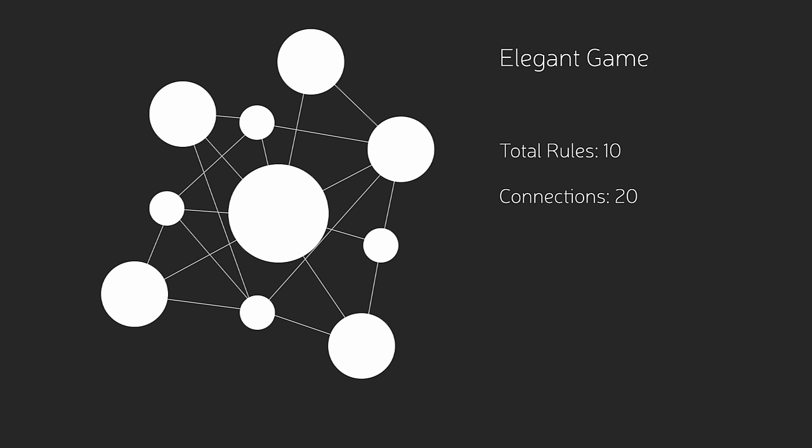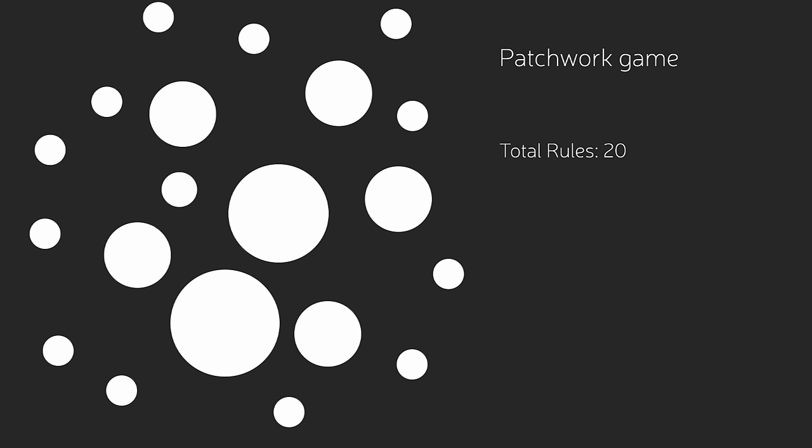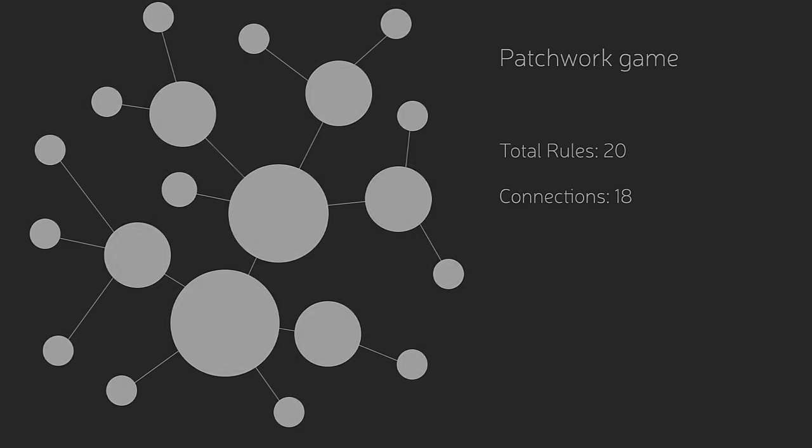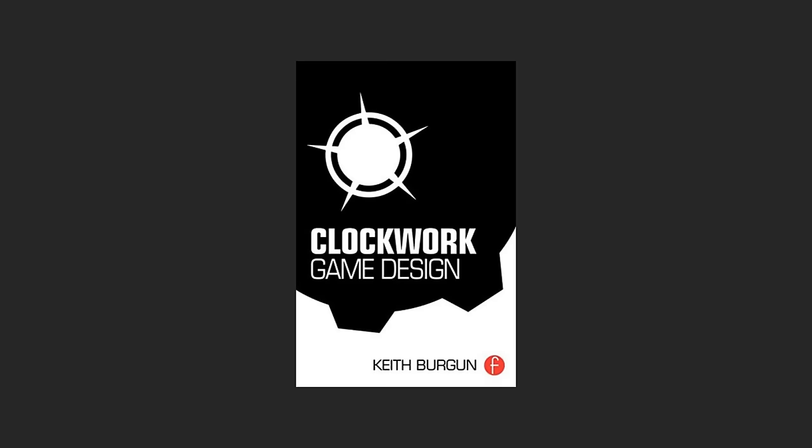By contrast, most video games are what I call patchwork designs. A bunch of elements somewhat slapped together with very loose connections to one another. When working this way, it's very difficult to find objective criteria for why something should be removed or why it should be added. If you'd like to know more, I've also written a book about it called Clockwork Game Design.